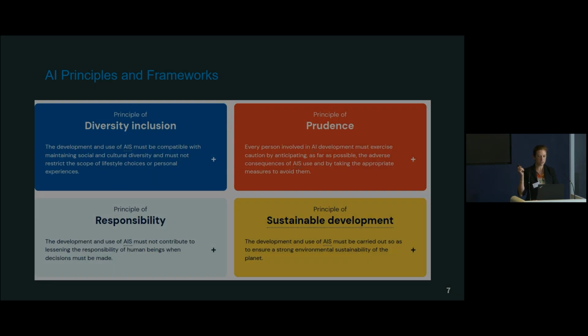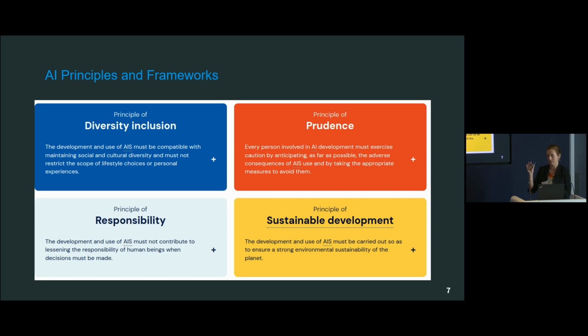Typically principles look something like this. This is an extract of the Montreal Declaration of AI. You have things like diversity inclusion, prudence, responsibility, sustainable development. But at the end of the day, how do you interpret these things? How do you actually apply them in the exact context where you're creating an autonomous vehicle, flying a drone, or training a large language model? What does diversity inclusion mean? What does prudence mean in all of these different contexts? And what the study found is that everyone interprets them differently. In this particular context, prudence can mean this, and in another context, it can mean something else entirely, because we're talking about theoretical principles.